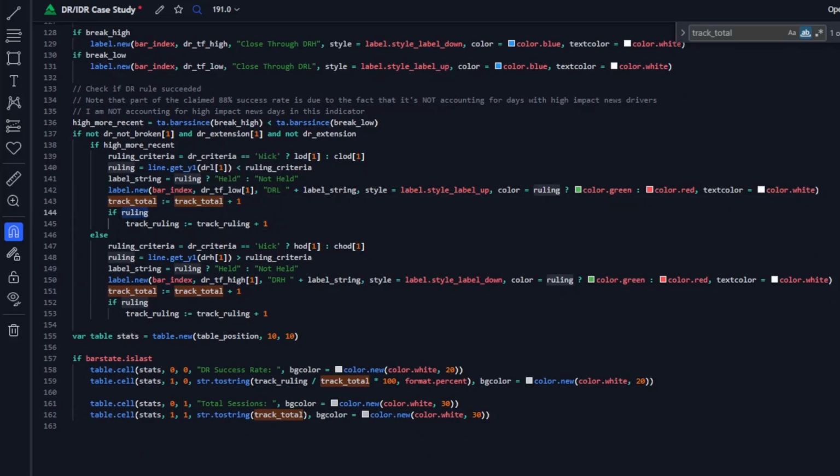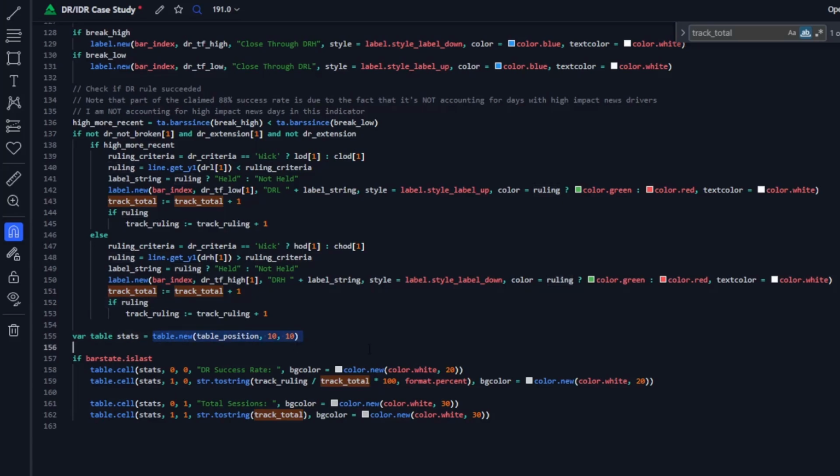Then if the ruling was true, if the DR session was successful, in other words, then I want to be tracking that as well. And that is how we generate our success rate. Otherwise, if we broke the DR low, we're just going through the same process in reverse. If we're using wick, we're checking high of the day. If we're using close, then we want to be using the close high of the day. And we're just checking to see if that high of the day is greater than the DR high. Same thing, we're just going to generate a label for it, record the session, and also record the ruling.